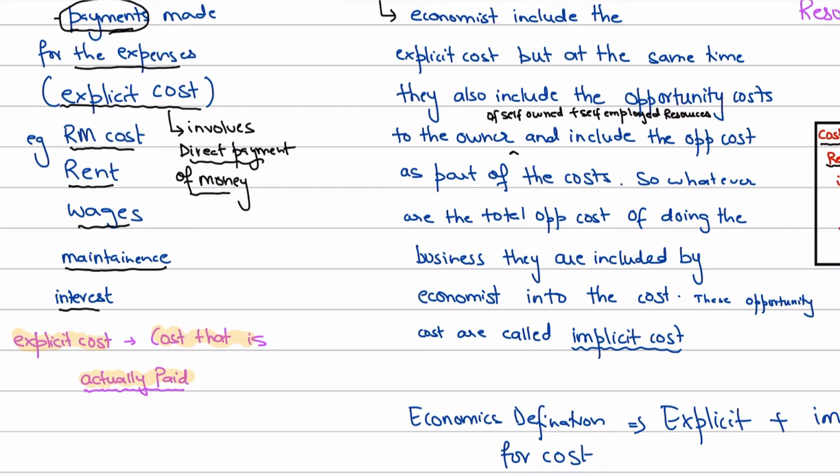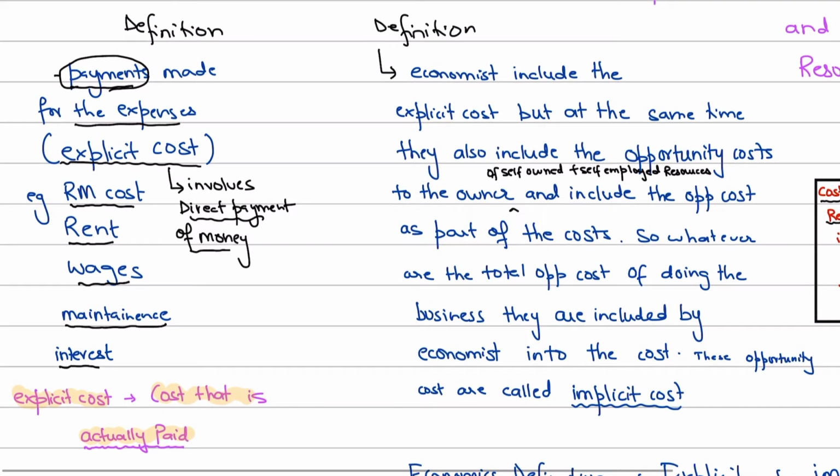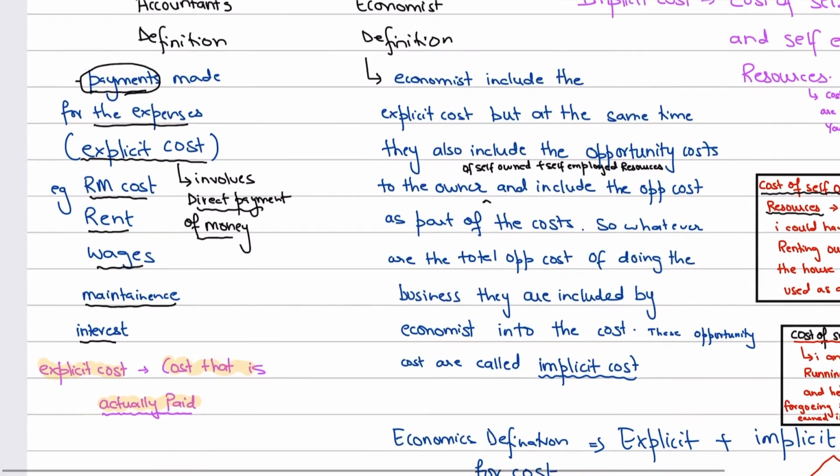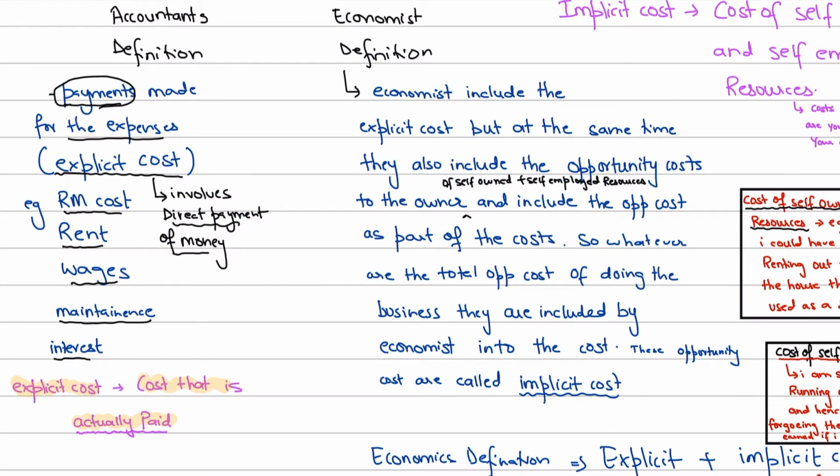So all the expenses that are paid by the business, all kinds of money that the business pays, where you can see that cost being incurred, actually paid, that is what explicit cost is. Understood, guys? Now as far as accounting is concerned, if you consider the accounting definition of cost, accountants only consider the explicit cost as part of cost, right?